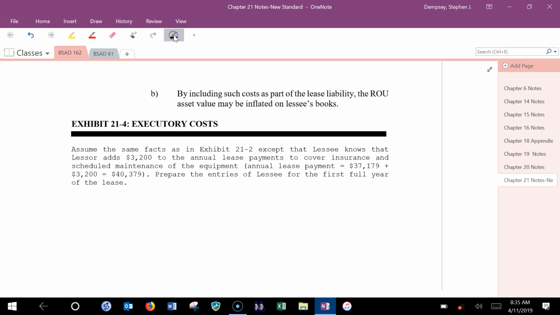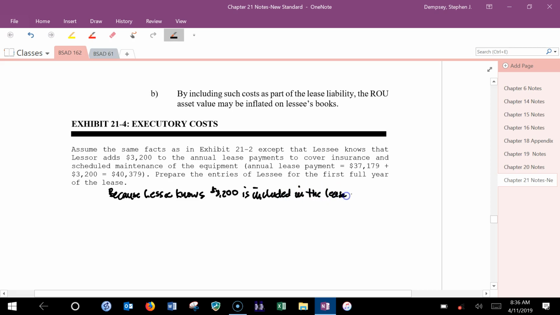So because the lessee knows $3,200 is included in the lease payments, they can compute the implicit interest rate.